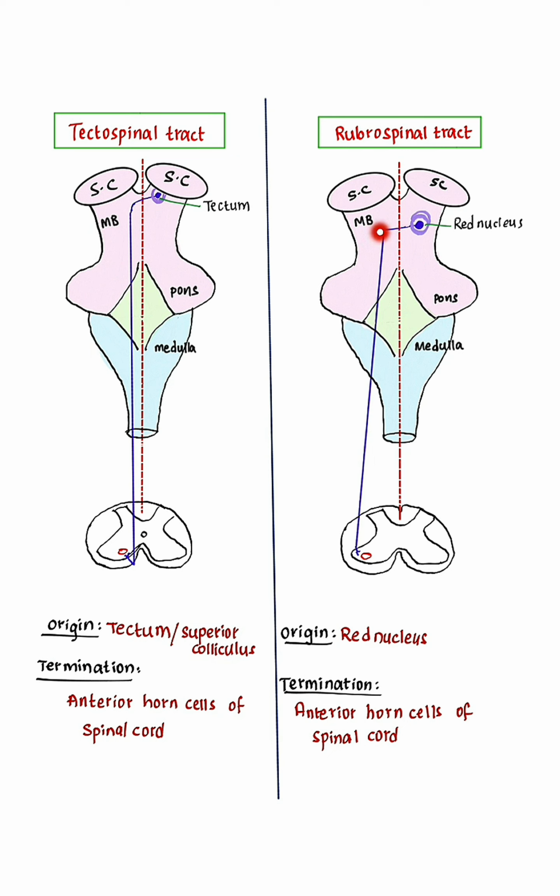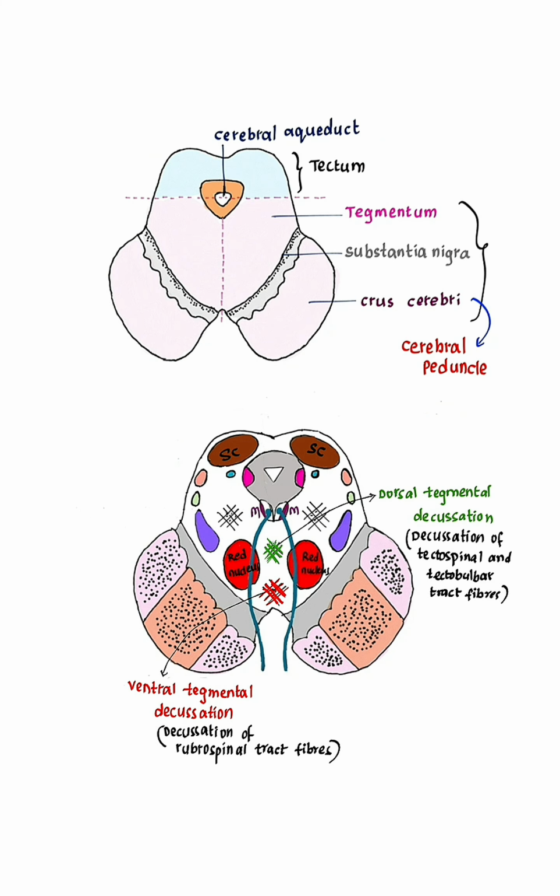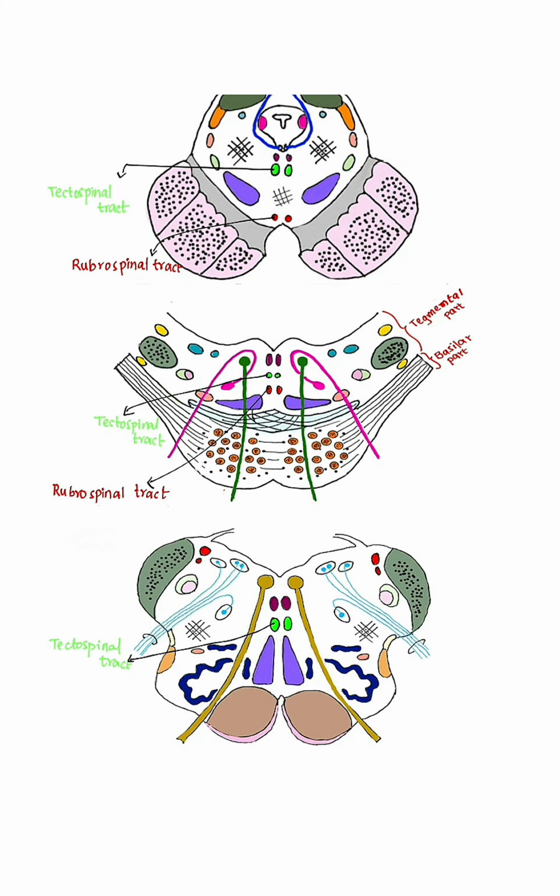The fibers then continue down through the contralateral brainstem and terminate near anterior horn cells of the spinal cord. The fibers of tectospinal tract and rubrospinal tract decussate in the midbrain. This is a cut section of the midbrain showing decussations of tectospinal tract and rubrospinal tract. So we know that tectospinal tract and rubrospinal tract pass through midbrain, pons and medulla and reach the spinal cord.